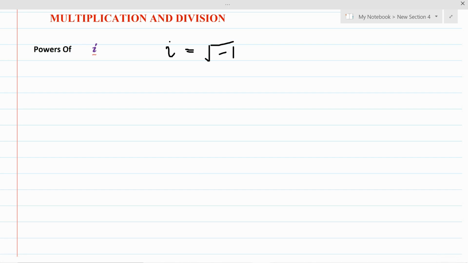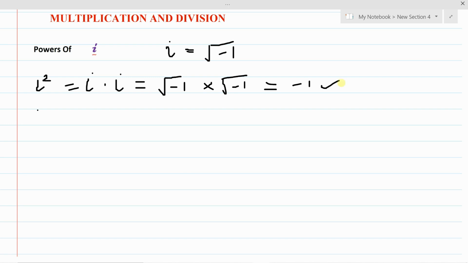Now let's do some multiplication of i by itself and learn the powers of i. From indices, i squared means i times itself, so it becomes i times i. This gives the square root of -1 times the square root of -1, which is the square root of -1 all squared, and that gives me -1. So immediately we know that i squared is always -1. Keep it in mind.